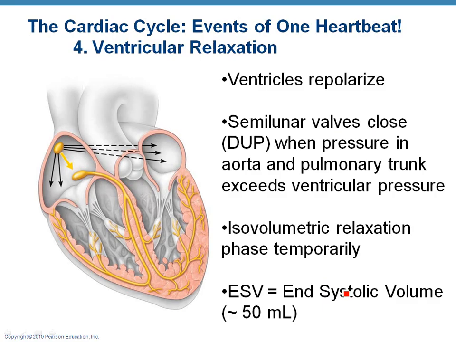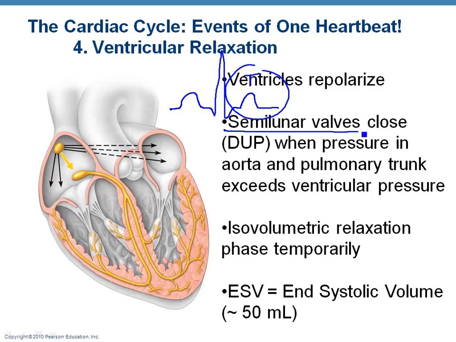Okay, additional events here. What else has to happen? We're just about done with one heartbeat. Your ventricles are going to repolarize. So you've got to reset all of the membranes there in your cardiac muscle cells and the cardiac conduction system. So if we go back and look at our EKG, we did our P wave, we did our QRS wave, and then your T wave is what's happening now as the ventricles repolarize.